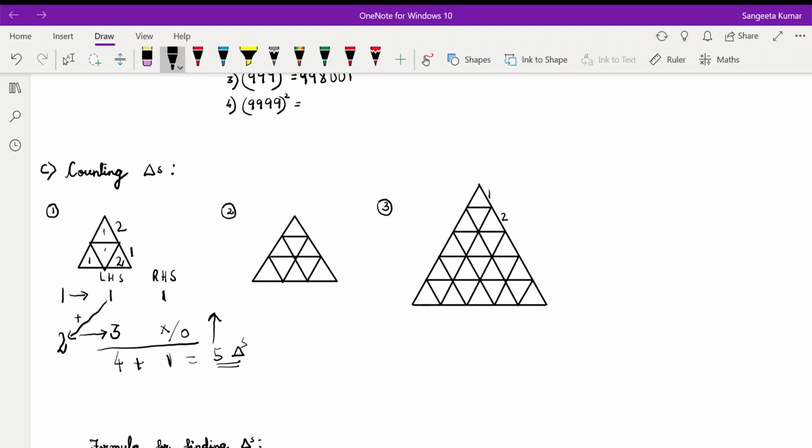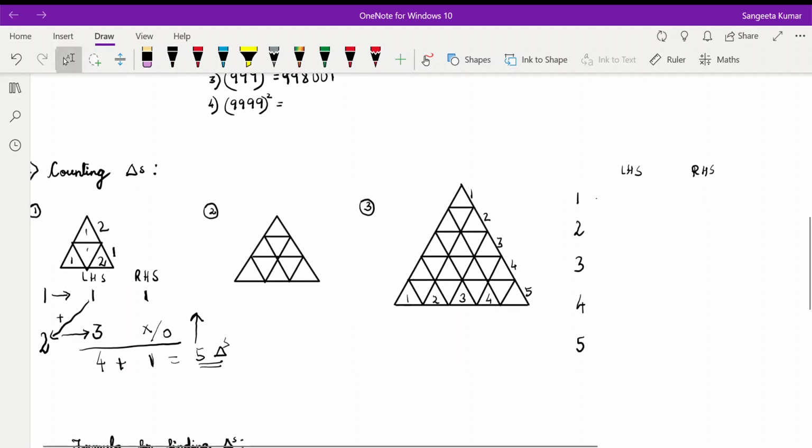1, 2, 3, 4, 5. Similarly, the base is also 1, 2, 3, 4, and the fifth one. So again we do the same thing. First we just write down the numbers, that is 1, 2, 3, 4, 5. This was the partition. Now we are going to take a left hand side and we are going to take a right hand side.